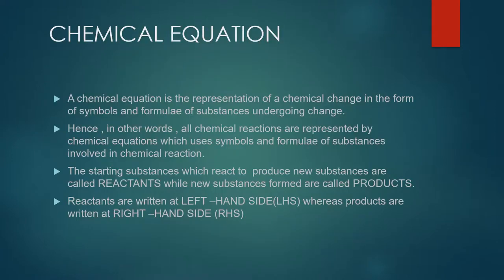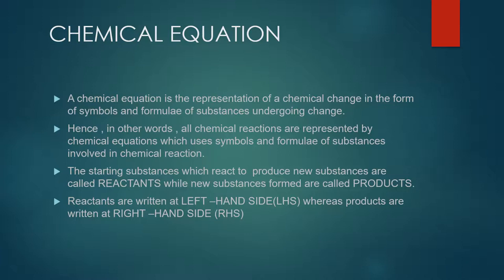Now we will know what is a chemical equation. A chemical equation is the representation of a chemical change in the form of symbols and formulas of substances undergoing change. Hence, in other words, all chemical reactions are represented by chemical equations which use formulas and symbols of substances involved in the chemical reaction.